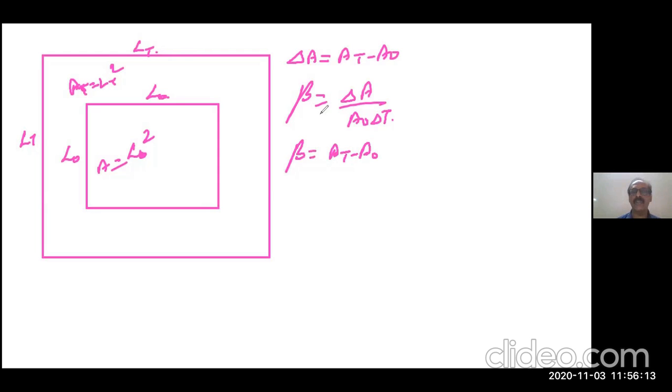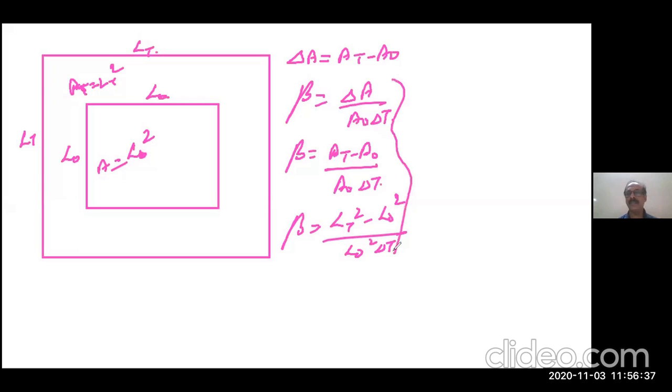AT minus A0, divided by A0 delta. Now, beta is equal to, what is AT? AT can be written as LT squared, right? That can be written as LT squared minus L0 squared divided by L0 squared delta. Now here, we can just substitute.